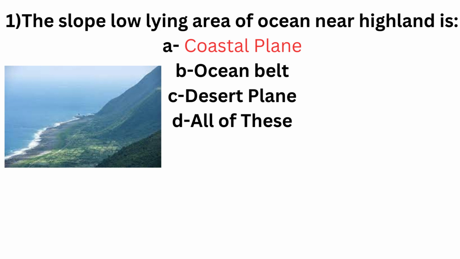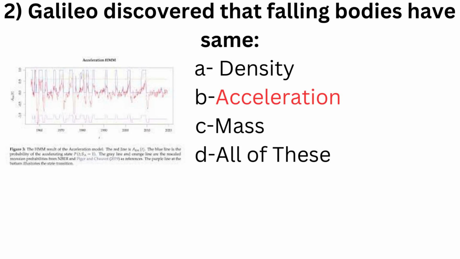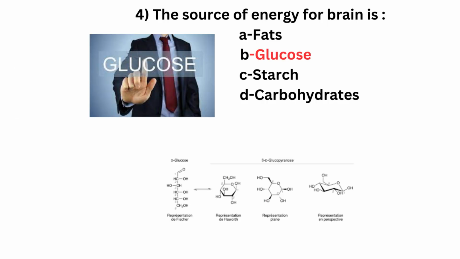The first one is the slope, low-lying area of ocean near a highland is called coastal plain. And Galileo was a scientist who discovered that falling bodies have same acceleration, and the source of energy for brain is glucose. So the function of glucose is an energy fuel for the brain, and glucose also helps in the formation of ATP, adenosine triphosphate.